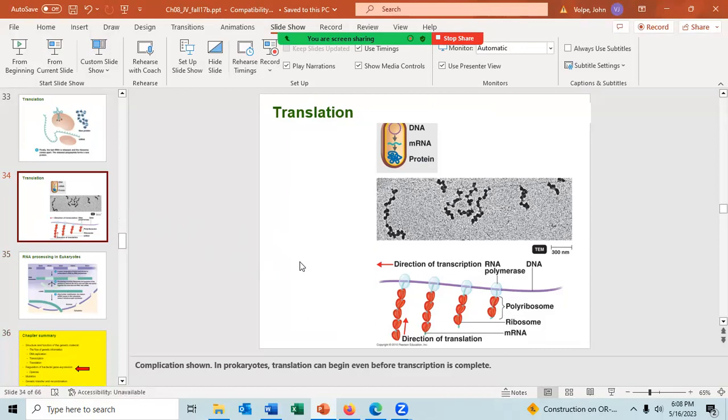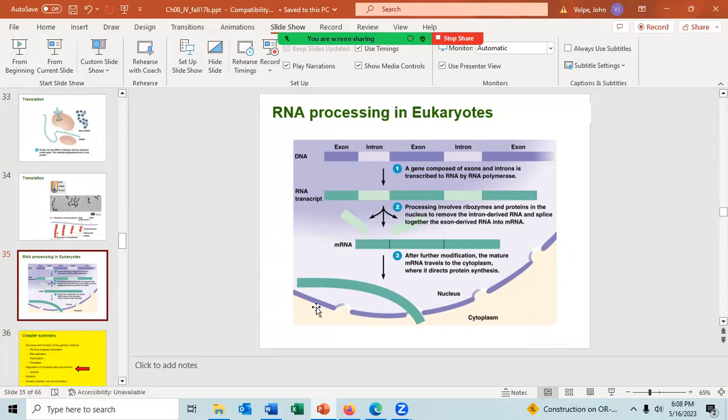However, we have another complication in eukaryotes, and that is when the messenger RNA is transcribed, the initial messenger RNA will have regions which code for the protein, and will have regions of messenger RNA which do not encode for the protein. In the gene, the region that codes for the protein in the messenger RNA is called an exon. And we have regions of the gene which do not code for the protein, and these we call introns.